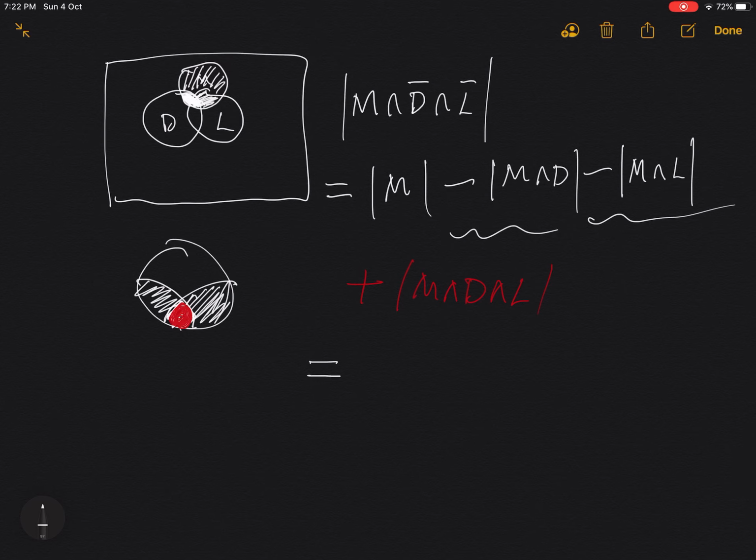And then we put the concrete numbers into these symbols. So we have 33 students who eat mangoes, and then 34 ate mangoes and durians, and 12 students ate mangoes and lychees, and 5 students ate all three fruits. So we will have 32 in the end.